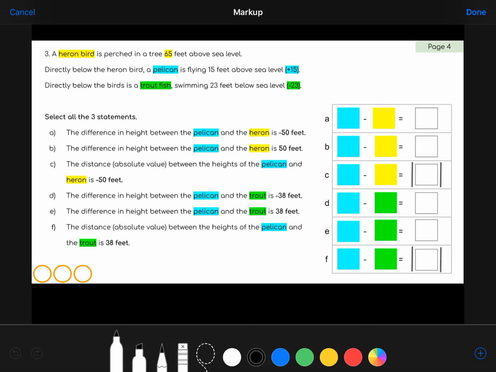A heron bird is perched in a tree 65 feet above sea level. Directly below the heron bird, a pelican is flying 15 feet above sea level. Directly below the bird is a trout fish swimming 23 feet below sea level.